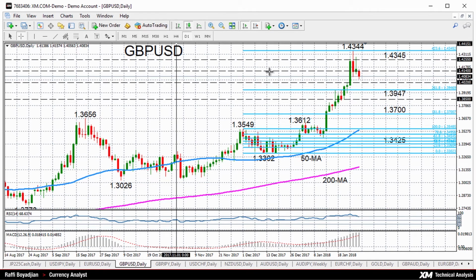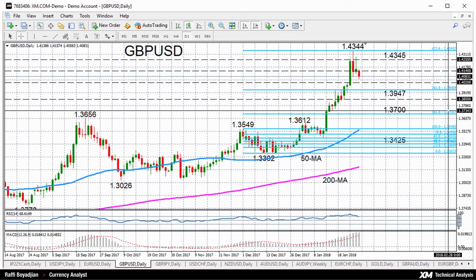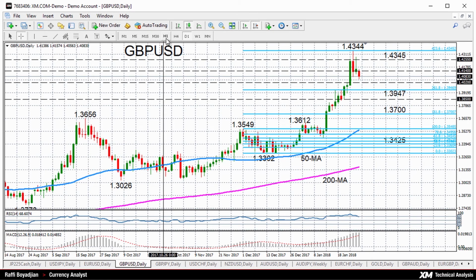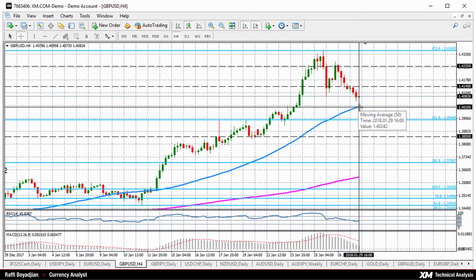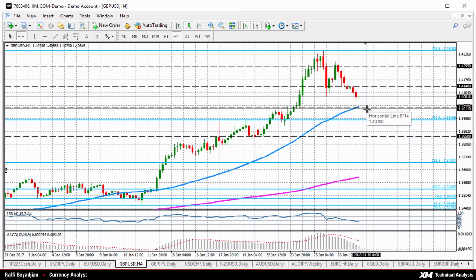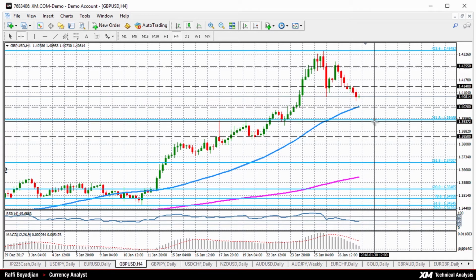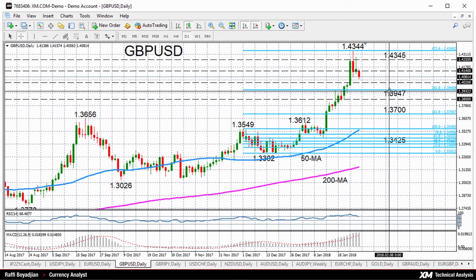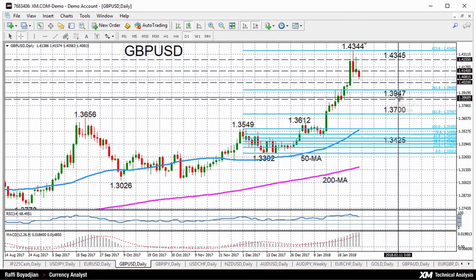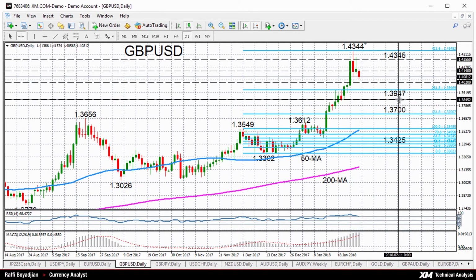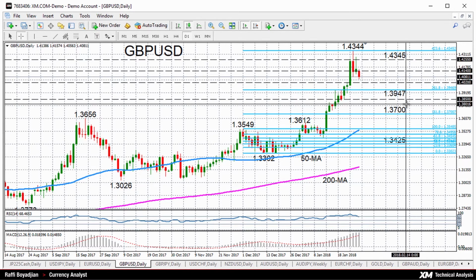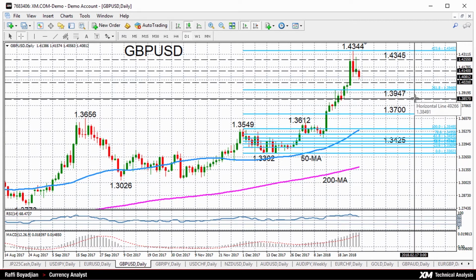The next support could come from 1.4020, which happens to be the 50 period moving average in the 4-hour chart. So that's potentially an important support level for the pair. And then below that, we have the 261.8% Fibonacci extension at 1.3947. Below that, further declines could then see the 1.3850 level coming within range.